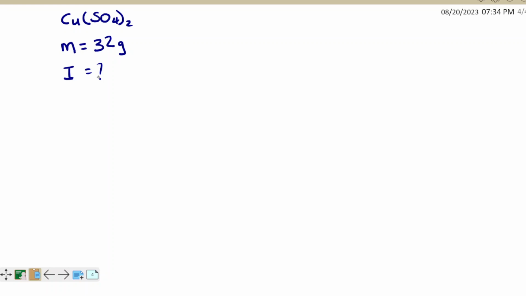Okay, this is the information that we have. The solution there is copper 2 sulfate, and the mass of copper deposited is 32 grams, and you want to know the average current flowing through. So the first thing that you must do here, you must now check the ratio as the copper 2 ions are being reduced now to become the pure copper in a solid form.